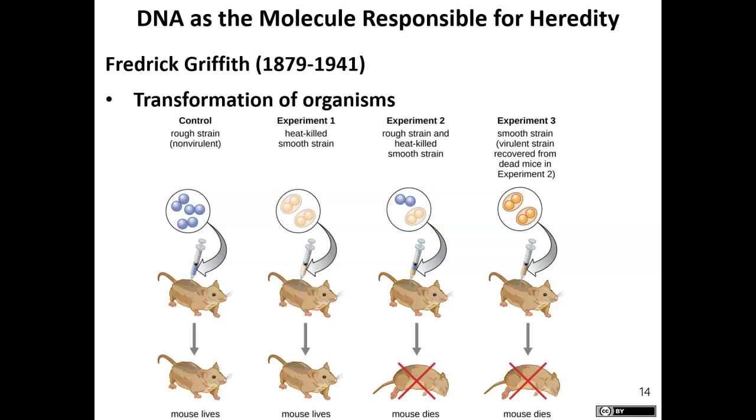And that he called a transformation. So he said there's some transforming principle that is taking these rough bacteria and making smooth bacteria from them. So these dead cells are giving something to the living cells. And we know that the dead cells now are giving their DNA. So as they break down, their DNA floats out of the cell, and the rough cells can take that DNA in. And that principle is known as transformation, which we'll talk about a little later again.